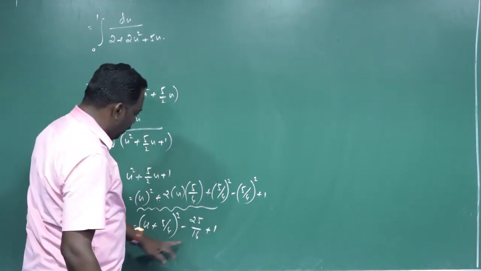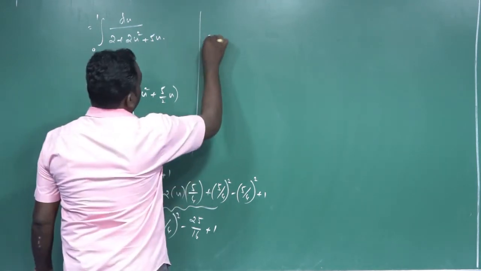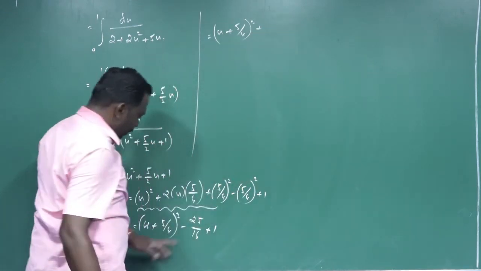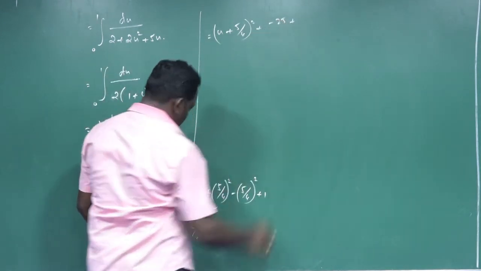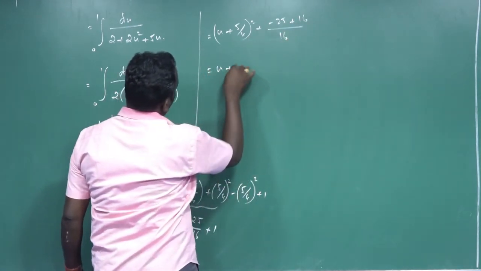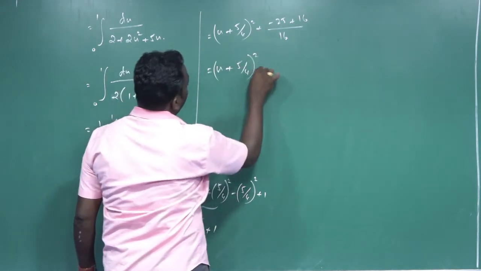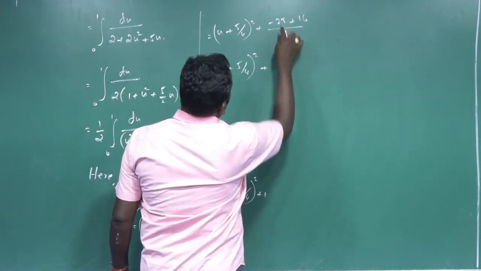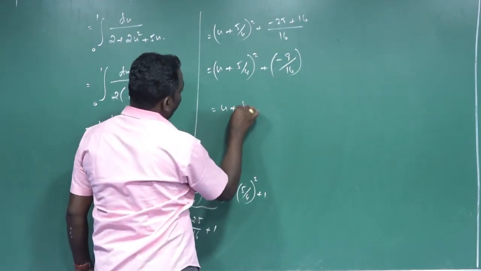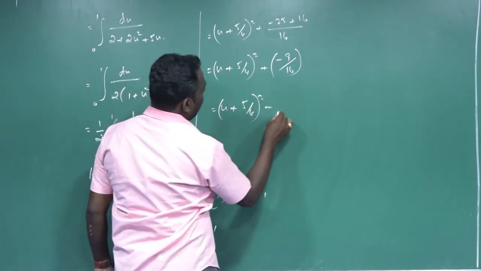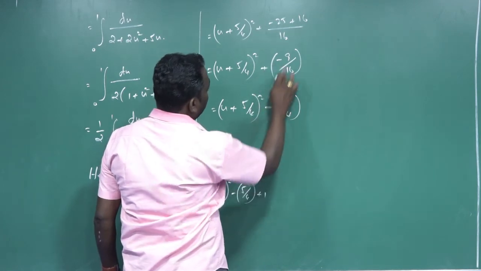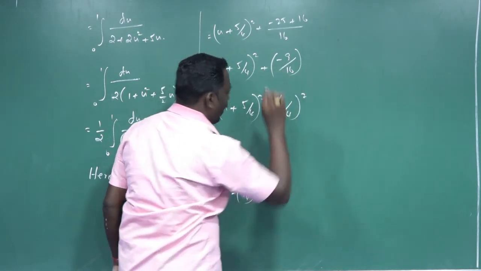Now simplify just this term. That is equal to (u + 5/4)² minus 25/16 plus 16/16, taking the common denominator. That is equal to (u + 5/4)² minus 9/16, and that is equal to (u + 5/4)² minus (3/4)², since 9/16 is (3/4)².